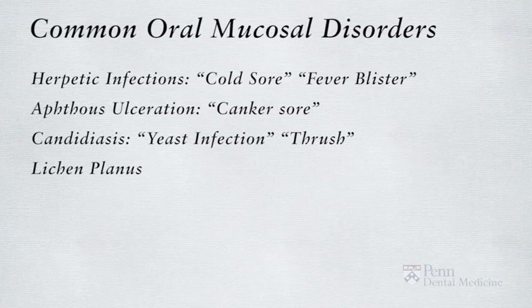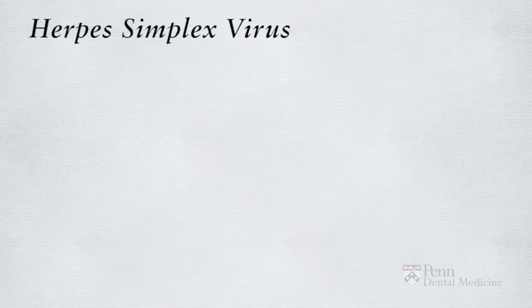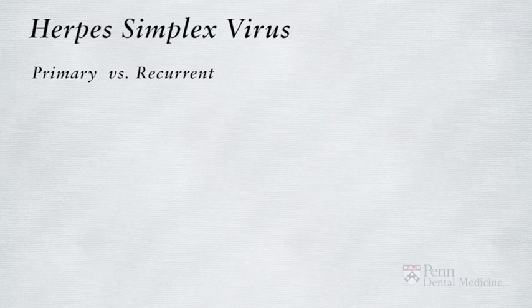So let's go ahead and take a look at some of these oral mucosal disorders. First, let's talk a little bit about herpes simplex. Herpes is a viral infection that can occur in the mouth. It has two presentations, a primary presentation and a recurrent presentation. The primary presentation is often associated with significant and severely painful ulcerations. Most commonly, it will result in peeling of the gums, a term we refer to as herpetic gingivostomatitis.